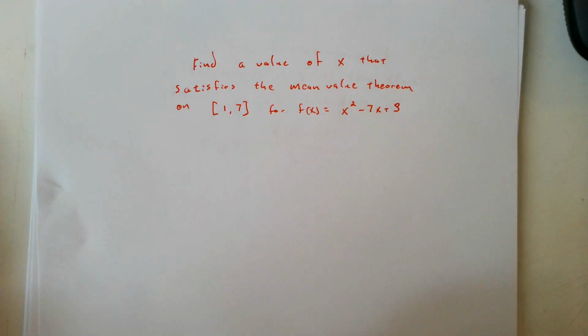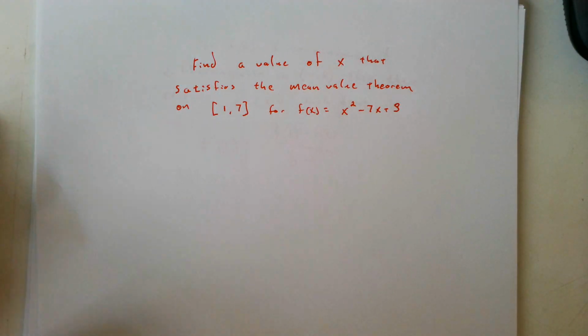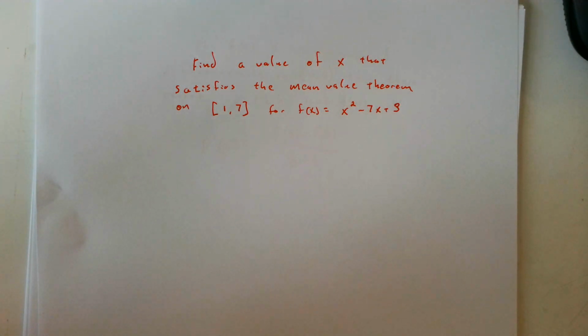All right. The mean value theorem. And problems that look like this, again, a common type of problem. Find a value of x that satisfies the mean value theorem on the interval 1 to 7, for f of x equals x squared minus 7x plus 3.